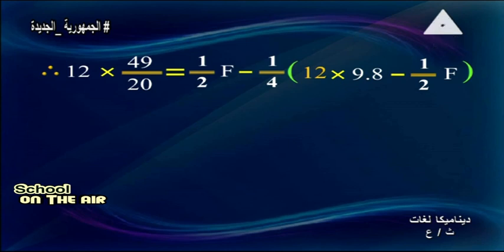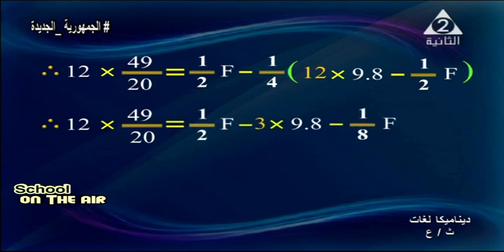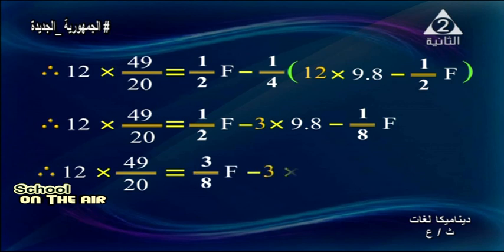Now we can expand the brackets to simplify the equation. The left hand side 12 times 49 over 20 equals the right hand side half F minus 3 times 9.8 minus 1 over 8F. And 12 times 49 over 20 equals 3 over 8F minus 3 multiply 9.8. We have half F and negative 1 over 8F, like terms. Then 12 times 49 over 20 equals 3 over 8F minus 3 times 9.8.